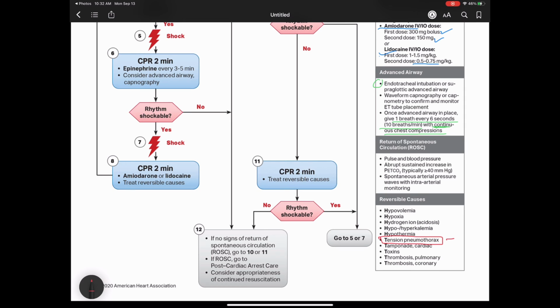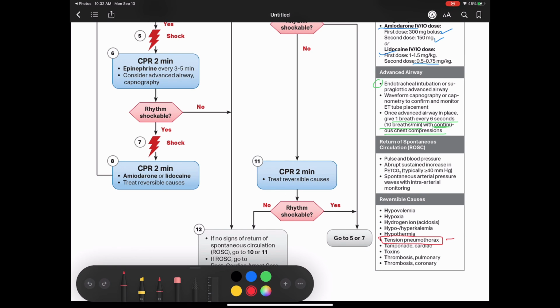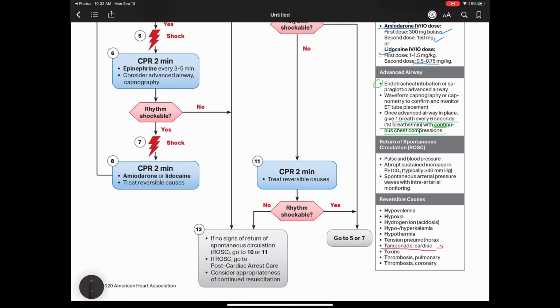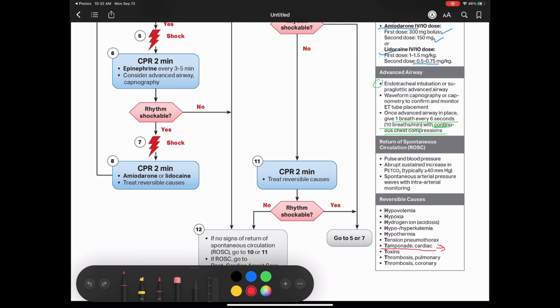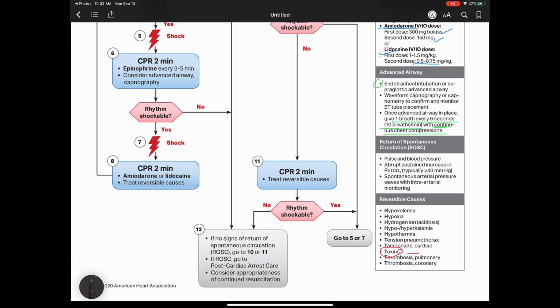Tension pneumothorax is when there is a valve which causes a person to have respiratory arrest. You will know by increased pulse, and the way to treat is giving a chest tube. You have to apply a chest tube in the chest to release tension pneumothorax. Cardiac tamponade is treated by releasing the right heart pressure by putting a needle in the right heart area, and you can release the cardiac tamponade.